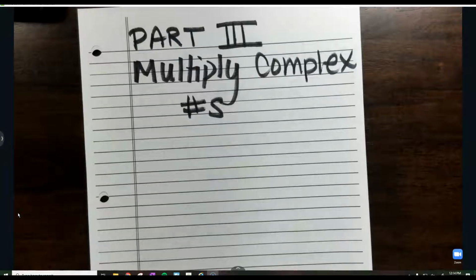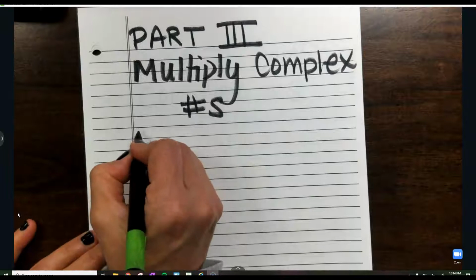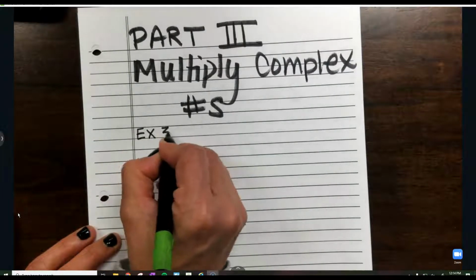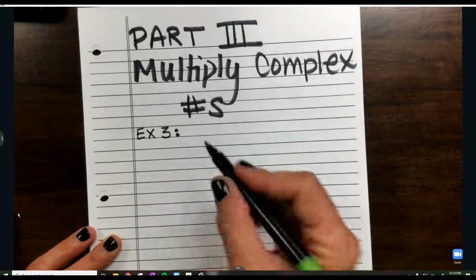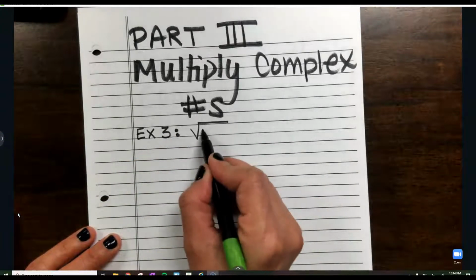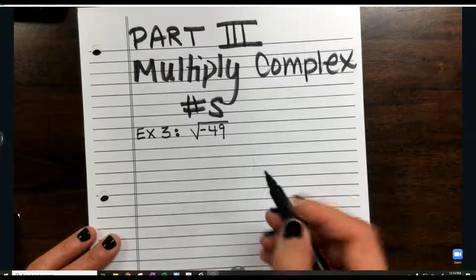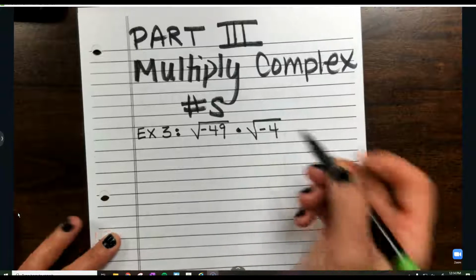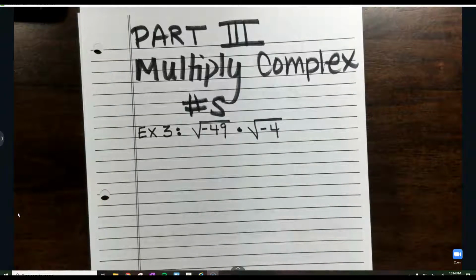Okay, guys, our final part is finally multiplying. So please write example 3. And then this is what the problem is. It's the square root of negative 49 times the square root of negative 4. No plus or minus at all.